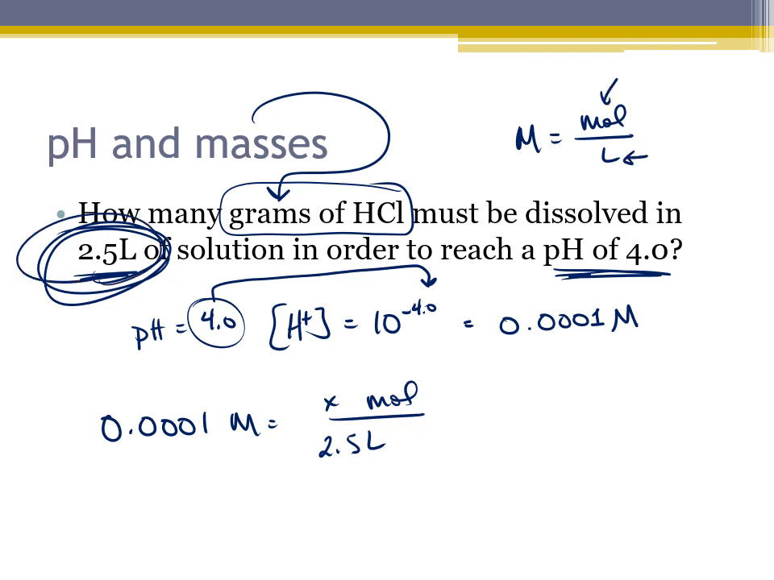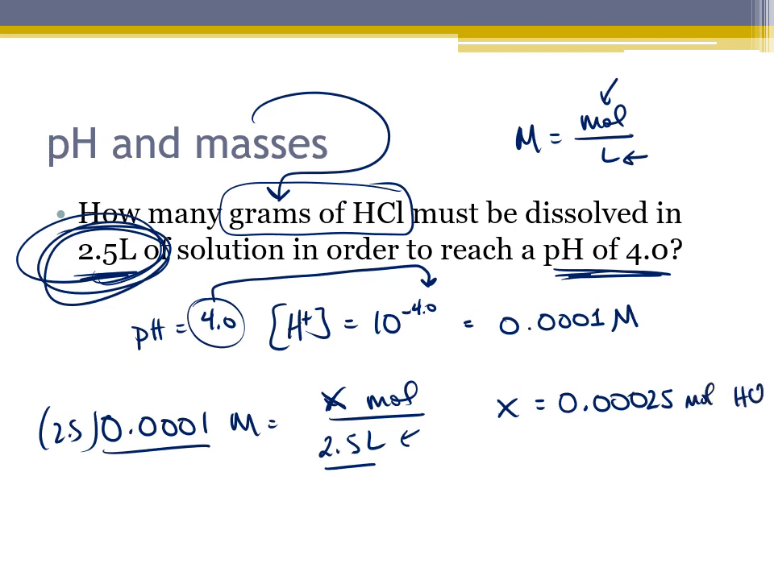I have 2.5 liters of solution. I'm going to plug that in for liters. Moles I don't know yet. I'm going to multiply both sides by that 2.5, and that's going to give me the solution for X. So X is going to be equal to 2.5 times 0.0001. That's equal to 0.00025 moles of hydrochloric acid, HCl, hydrogen chloride.